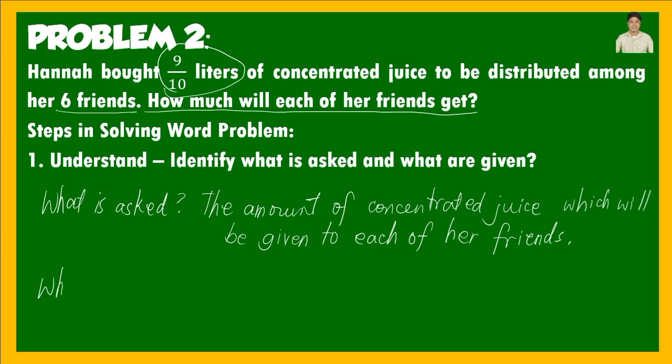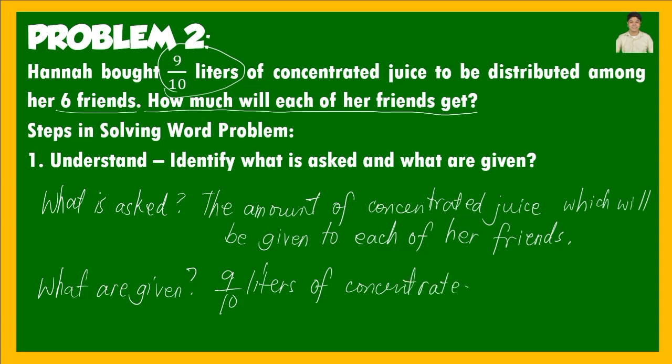Next. What are given? So, what are given? So, 9/10 liters of concentrated juice. And then, what else? 6 friends. A total of 6 friends.